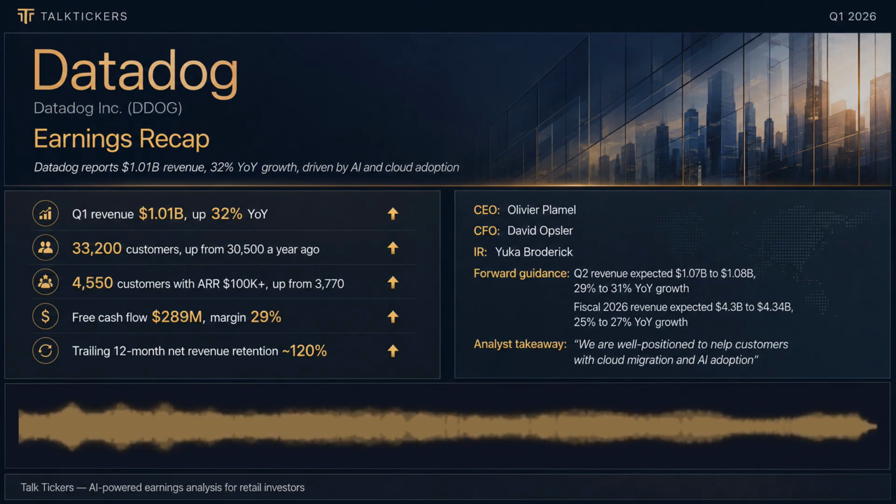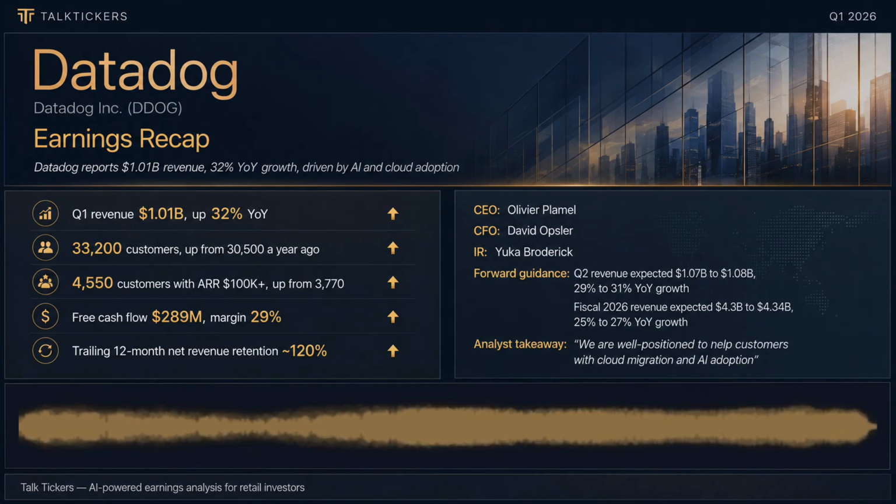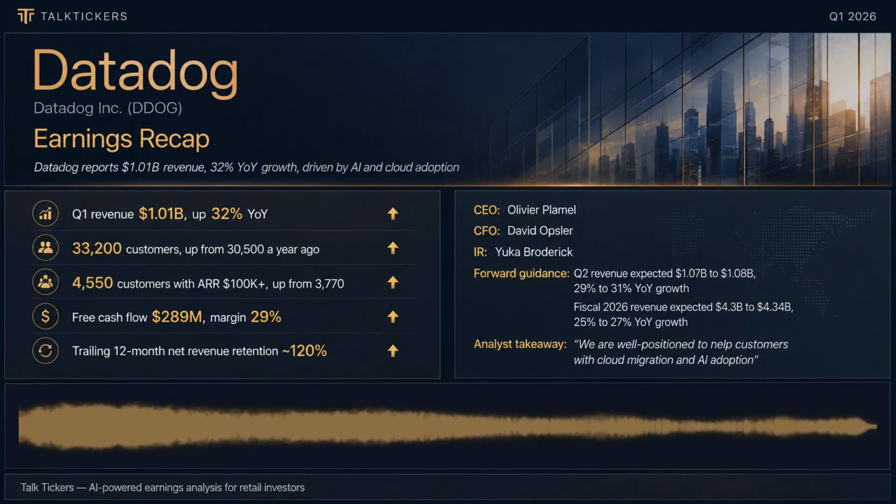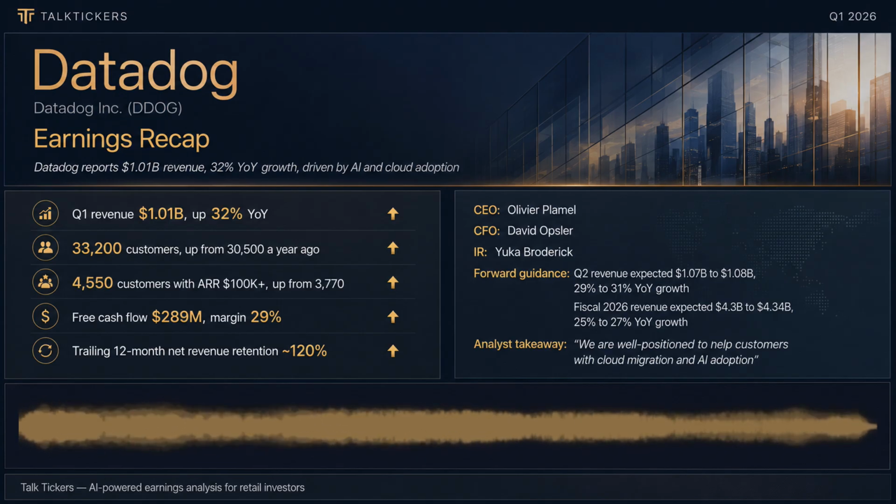What about the profitability guidance? Non-GAAP operating income is guided at $200 million to $235 million, which translates to an operating margin of 21% to 22%. Solid. It's important to note that Opsler specifically mentions this includes an estimated $15 million in structural costs for hosting their upcoming DASH user conference in New York City. So the underlying margin is actually slightly stronger.